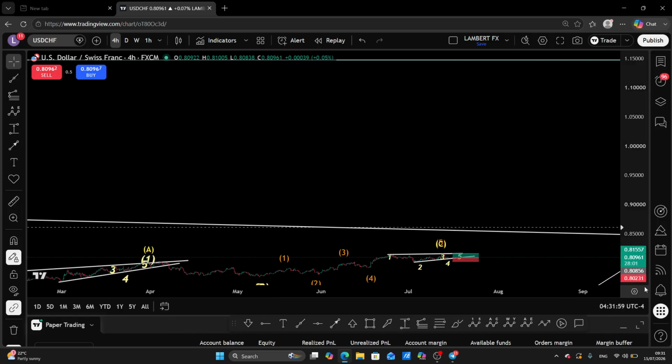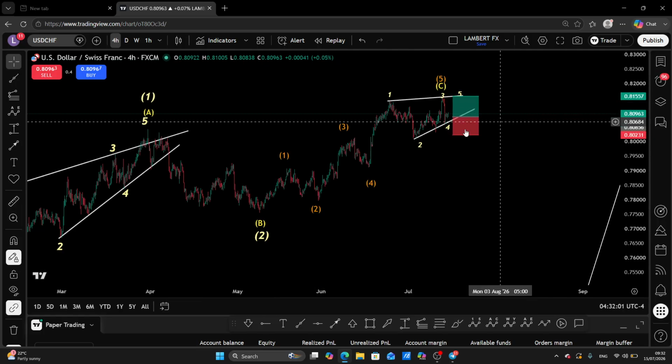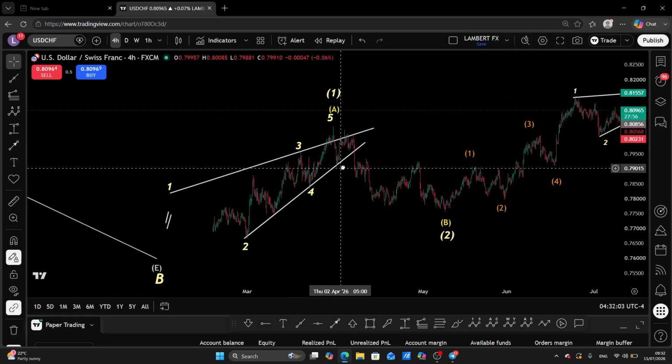So we'll drop down to a 4-hour time frame just to have a quick look from that end of the triangle.